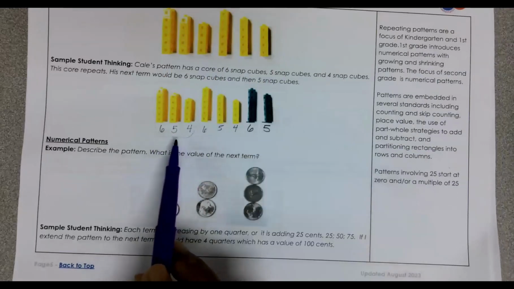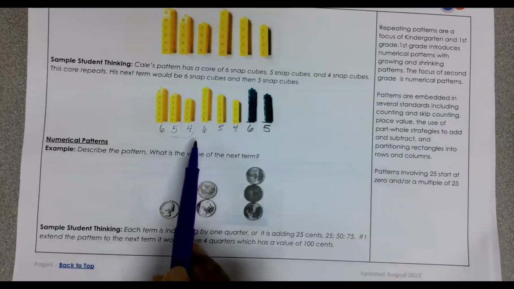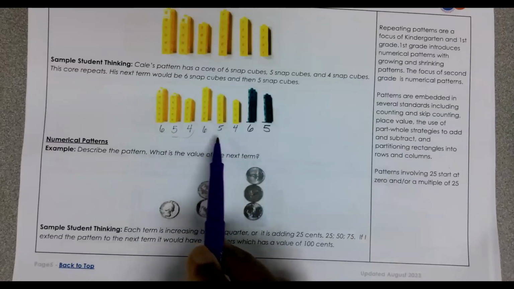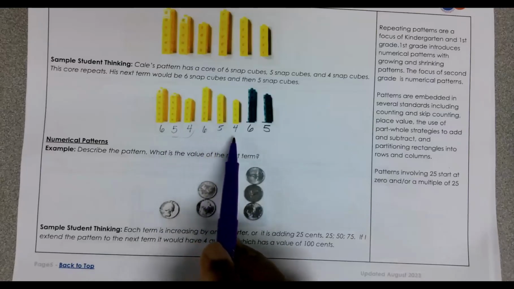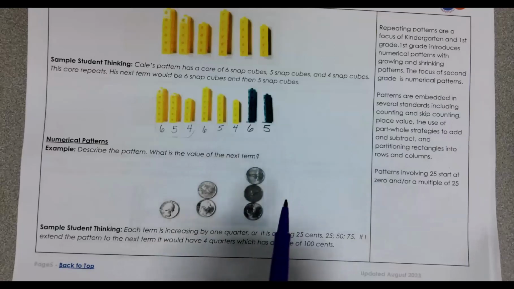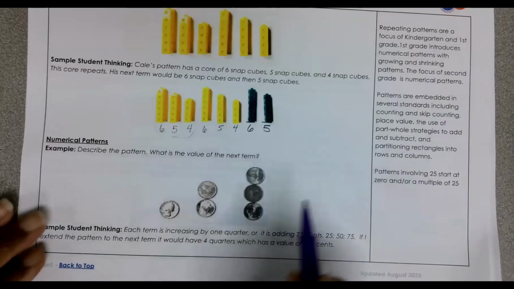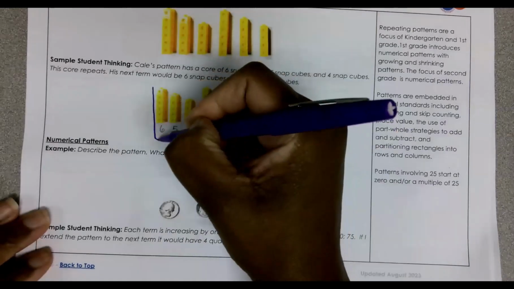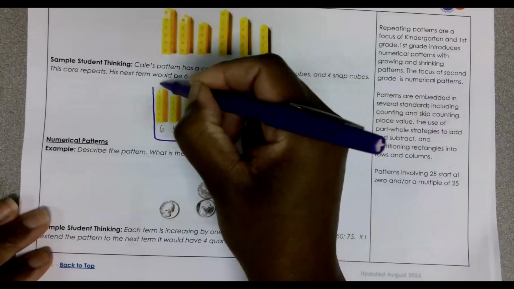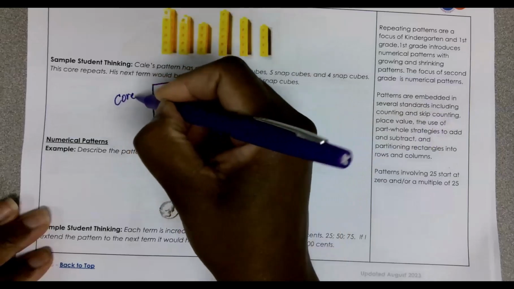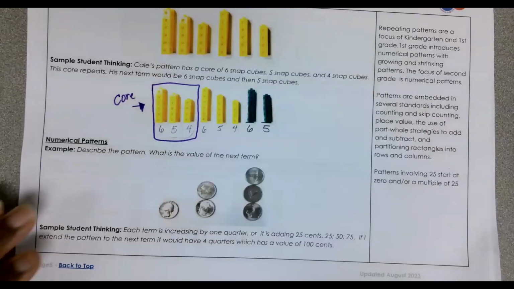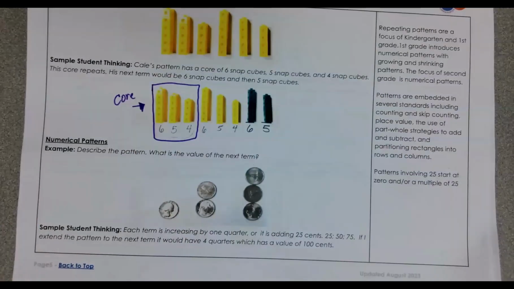Then there are 5 cubes. Then there are 4 cubes. Following those 3 terms of cubes are 6 cubes, 5 cubes, and 4 cubes again. This is an example of a repeating pattern. The simplest part of the pattern that repeats is identified as the core of the pattern. In this example, there are 3 elements in the core. So this part of the pattern, this is the core. Okay, so 6, 5, 4.